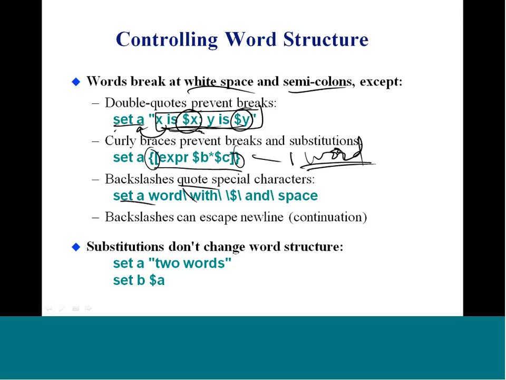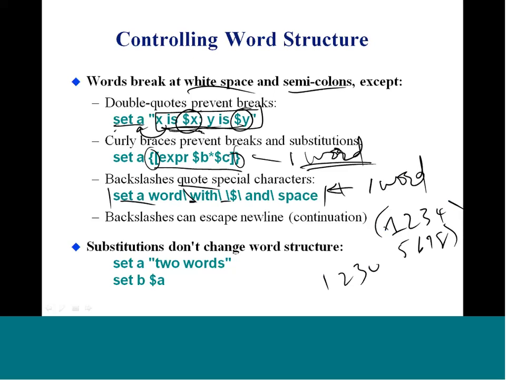So here set a word, with backslash and backslash dollar and backslash and space, this entire thing is treated as just one word. And then the backslash can also escape a newline. So when we write 1, 2, 3, 4 and then a space, backslash, and then we go to 5, 6, 7, 8, this is just considered as one word: 1, 2, 3, 4, 5, 6, 7, 8 with no break because of the backslash. The backslash is just escaping the newline, so it is a continuation character.